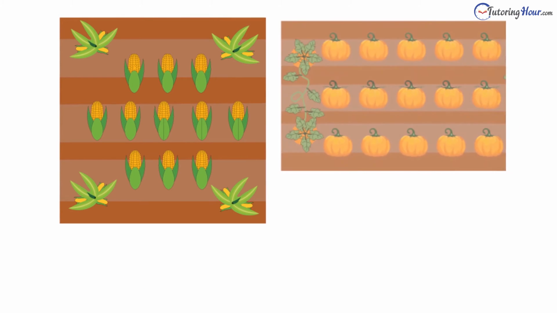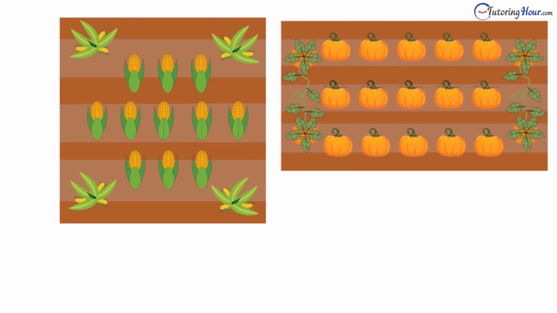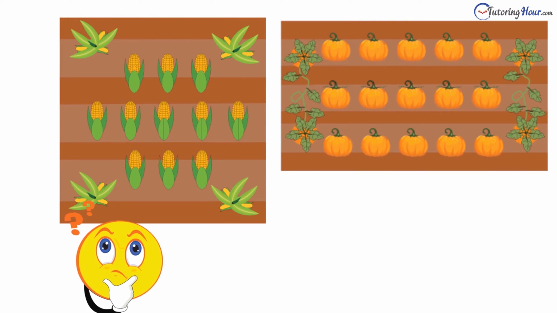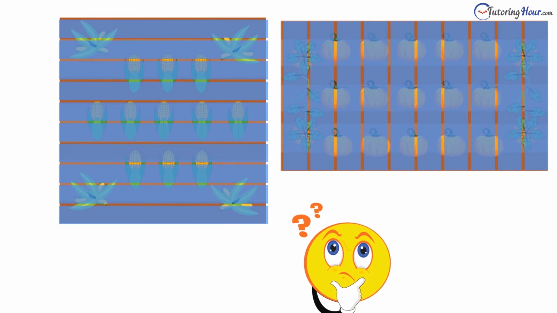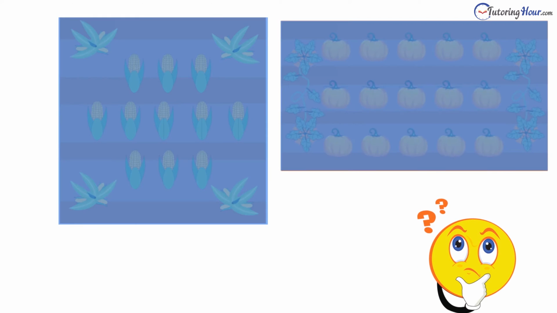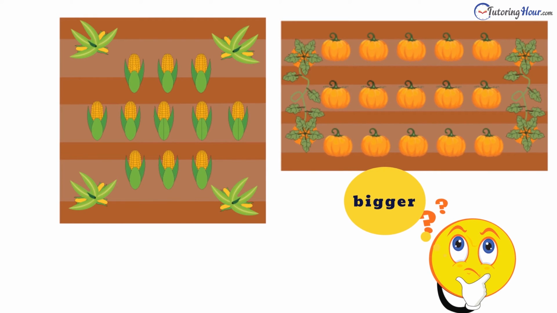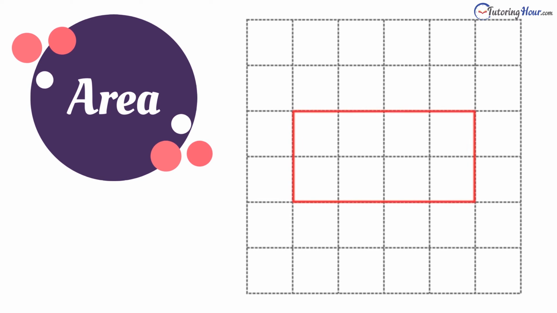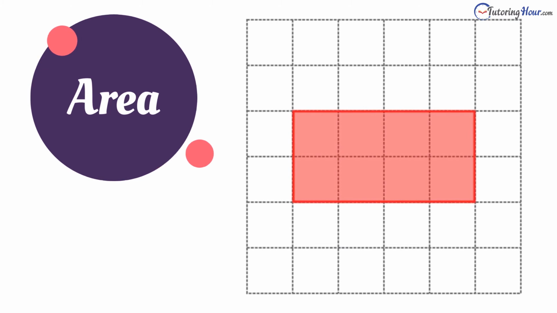Now, take a look at these two patches of veggies. We cannot tell which is bigger just by looking at them. We need to calculate the area to actually figure out which is bigger. Area is the amount of space occupied by a 2D shape or surface of an object.